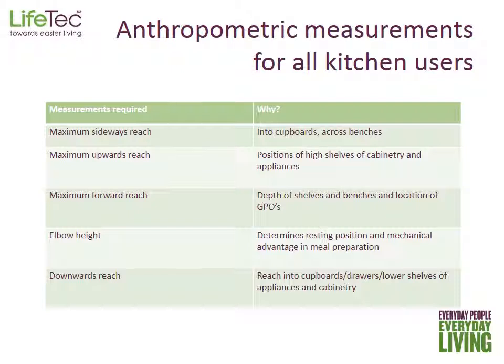For example, we would take the measurement of a person's maximum forward reach to determine the width of the bench. We would also take the measurement from the floor to the person's bent elbow to determine a suitable bench height. Some of the measurements you can also see on the slide. These are important things to consider regardless of whether the person is able-bodied or if they do have a disability.